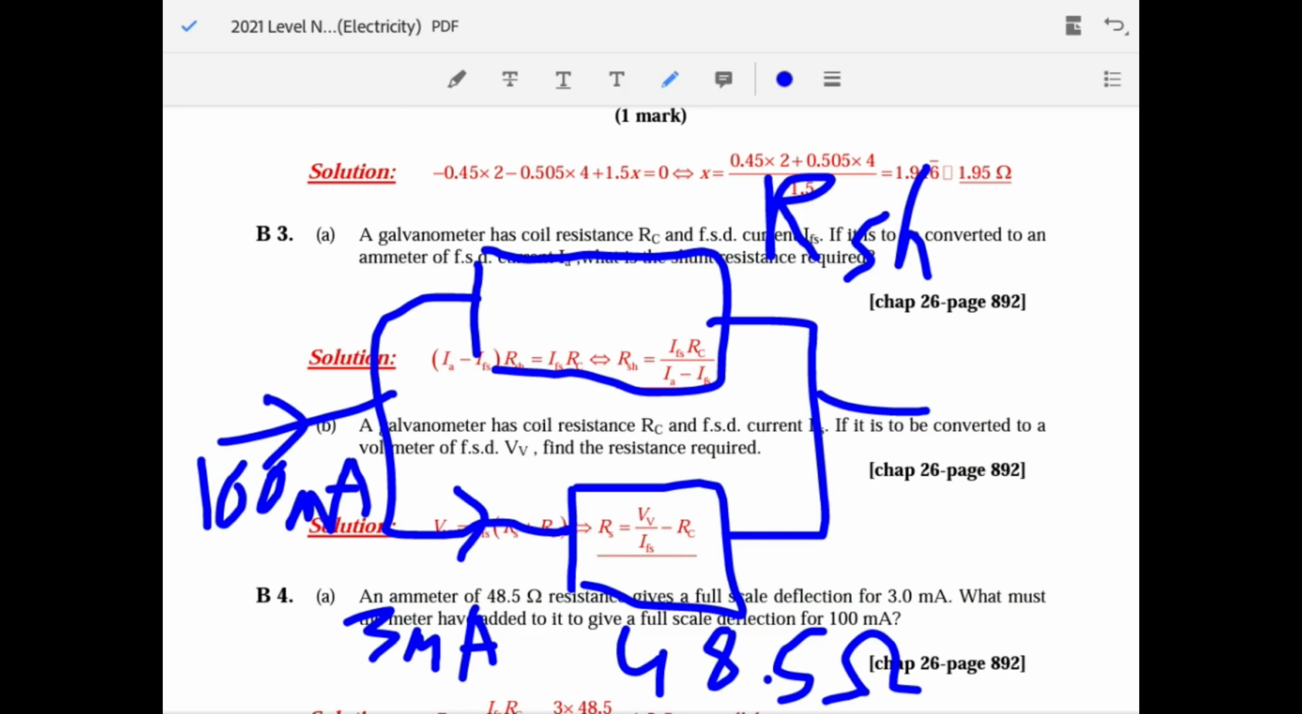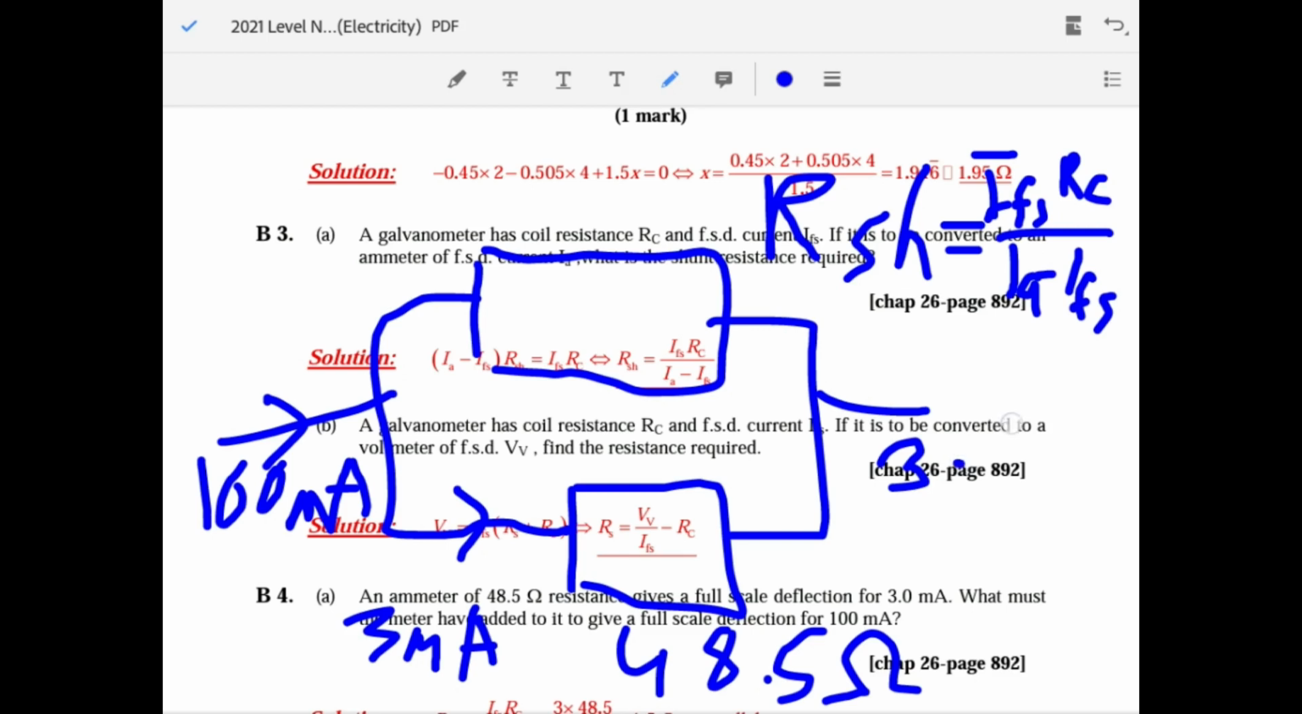So you know that IR is equal to IR for the upper shunt and the lower coil. So you know that R shunt is equal to (IA minus IFS) into IFS and RC. So you just sub in values. So IFS is 3. The bottom is also milliamperes, so you don't have to convert.